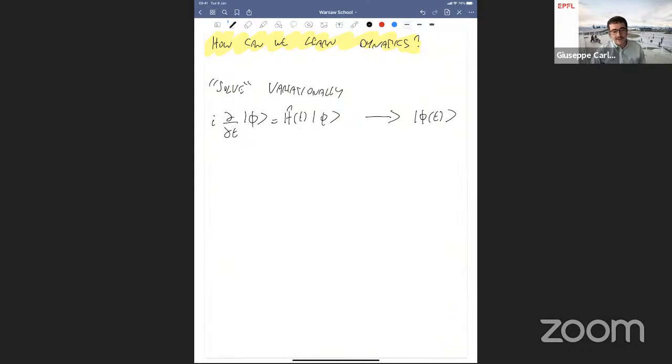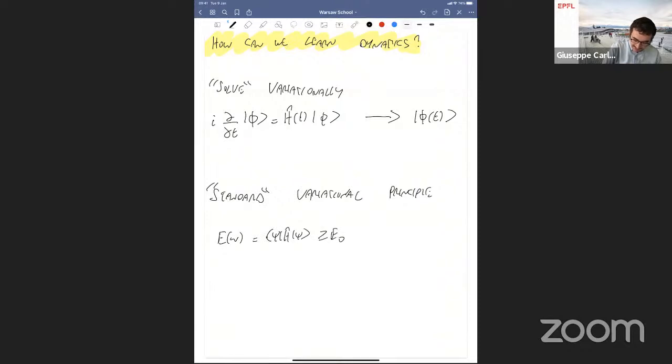You see that here we cannot use, for obvious reasons, the standard variational principle, because we are dealing with a dynamical problem. The standard variational principle, the fact that the expectation value of the Hamiltonian is larger than the exact energy, cannot be used as it is to solve this time-dependent problem, because we are dealing with an intrinsically dynamic problem, not a ground state.